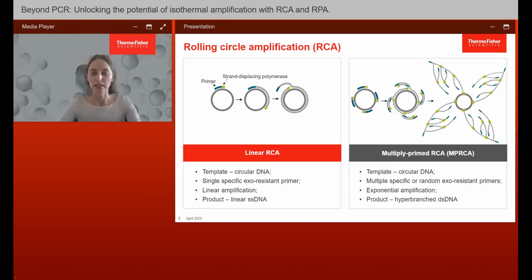So if your goal is to produce single-stranded DNA, go with the linear RCA method. But if you need double-stranded DNA, go with MP-RCA. And also, if you need high DNA yields in a short time, MP-RCA is a better option because it follows an exponential amplification manner, and that means amplification is faster. You can get higher DNA yields in less time.